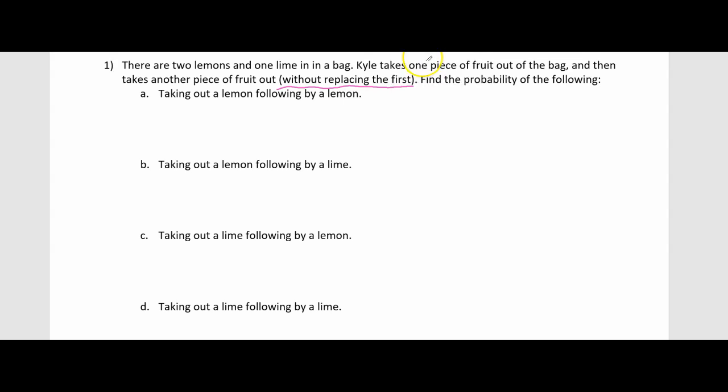Okay, so for the first one, we have take out a lemon followed by taking out another lemon. The probability of taking out a lemon is 2 out of 3, because there are 2 lemons to start with and 1 lime. Now, if you take out a lemon and you don't replace it, there's 1 lemon left and there are 2 pieces of fruit. So the probability of taking out a lemon for the second draw is 1 out of 2. If you multiply these together, you get 2 out of 6, which is equal to 1 out of 3. So you have a 1 in 3 chance of drawing 2 lemons without replacement.